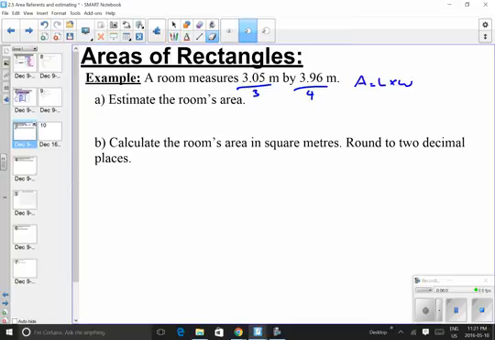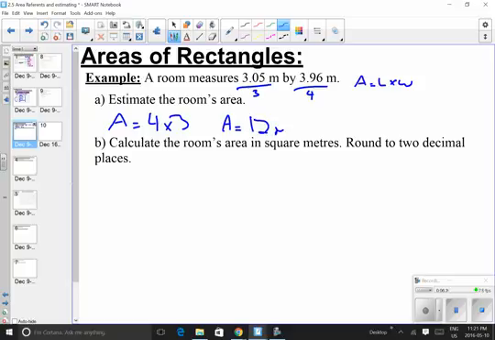So if my length is pretty well 4, my width is pretty well 3, my area is going to be pretty close to 4 times 3, which means my area is going to be 4 times 3. That's about 12. All right, so it's going to be pretty close to 12 meters squared.